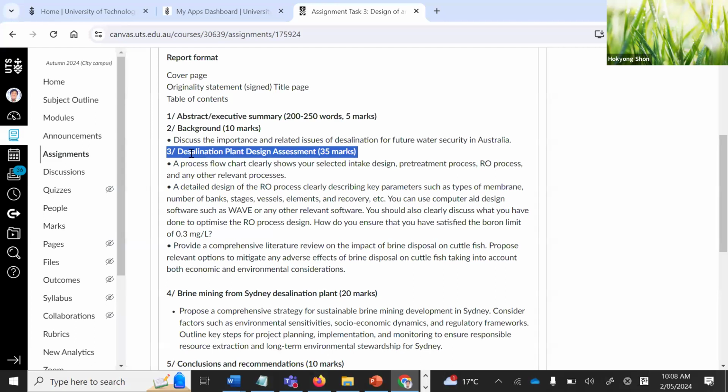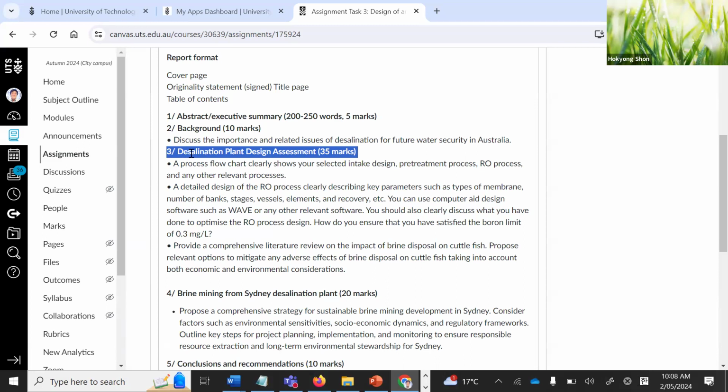Specifically, you have a concentration of boron. So you should show whether, after your software, your boron concentration is well removed. Then provide a comprehensive literature review on the impact of brine. As I mentioned, after we desalinate water, the high salt water, almost 2 times higher in salinity, goes back to the ocean, and what is the impact on the ecosystem in your seawater?